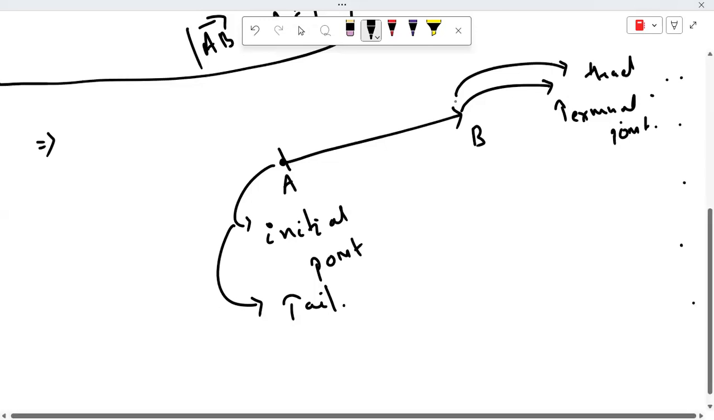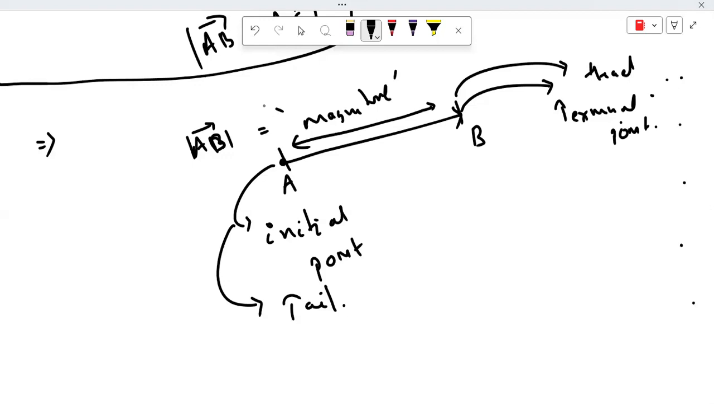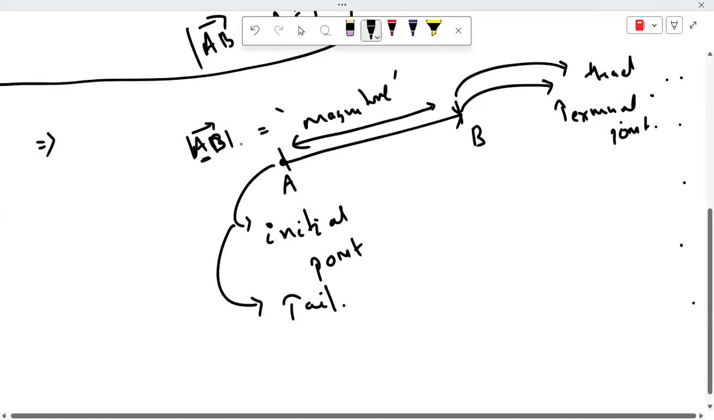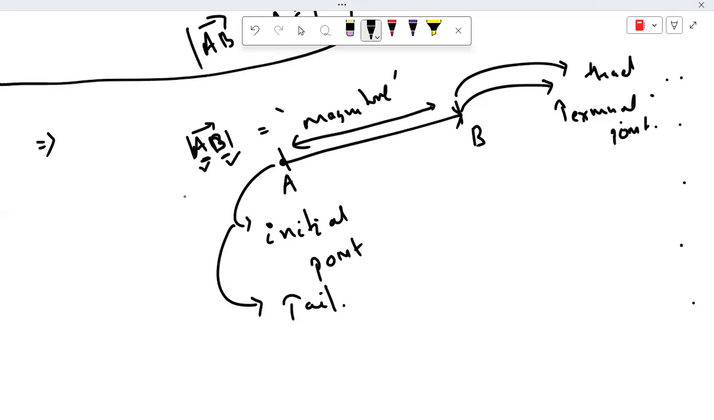This length from A to B is its magnitude. Also, this is written as AB mod. The initial point is always written first and the terminal point is written last. AB means it is starting from A going towards B. Okay? All right.